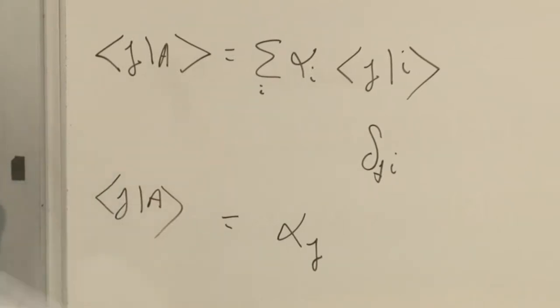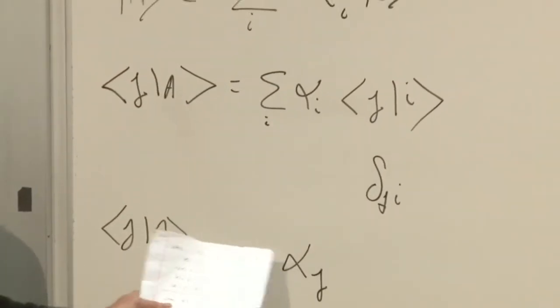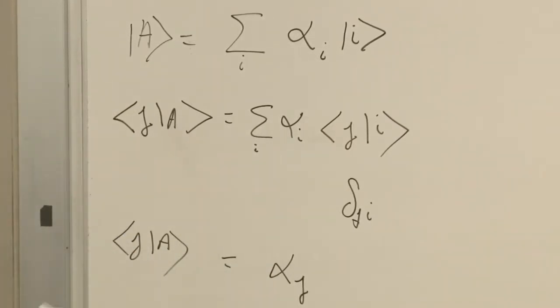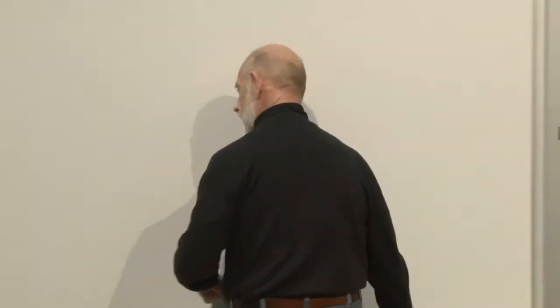All right, so what have we learned? We've learned that the coefficient in the expansion of any vector is just the inner product of the jth basis vector with the target vector, with the vector we're trying to describe. The fact that I wrote a j there is irrelevant.